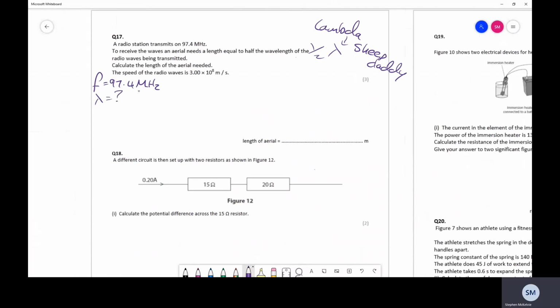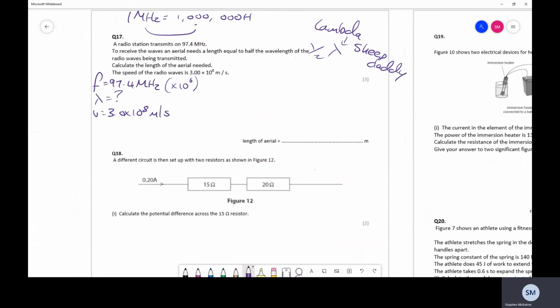I don't know what that is. The speed of the radio wave, so the velocity, is equal to 3.0 times 10 to the 8 meters per second. Okay, right, so 97.4 megahertz, I'm going to have to multiply that by 10 to the 6 because I'm going from megahertz down to hertz. So 1 megahertz is equal to 1 million hertz.